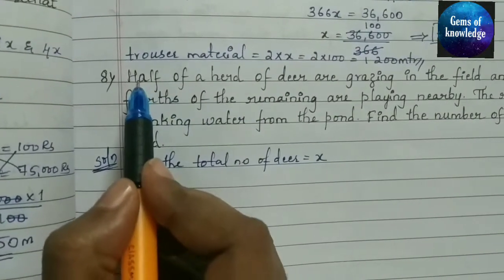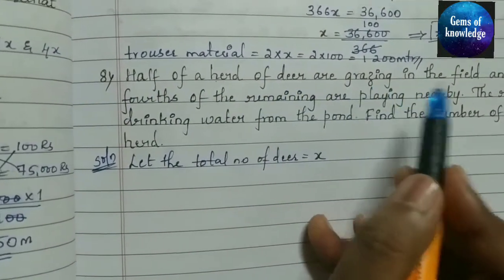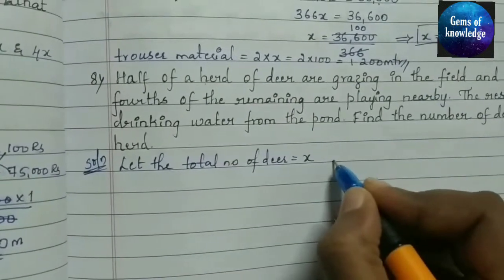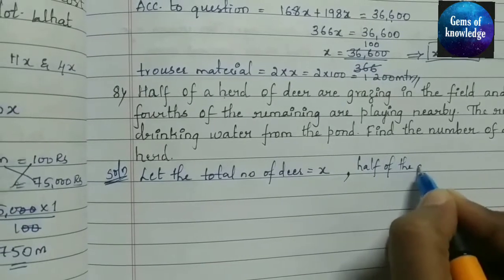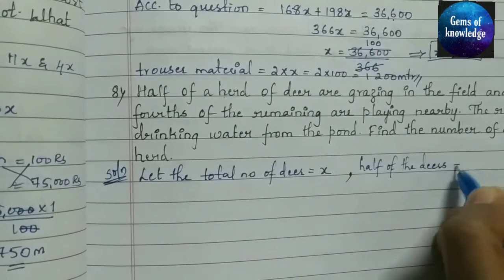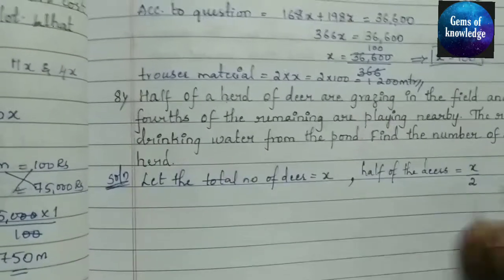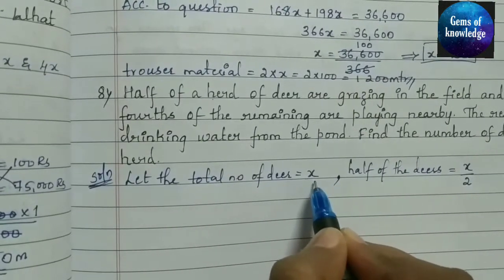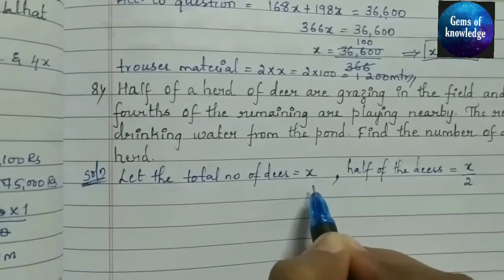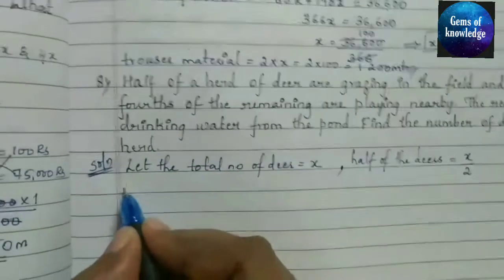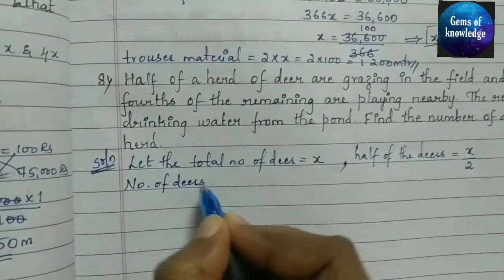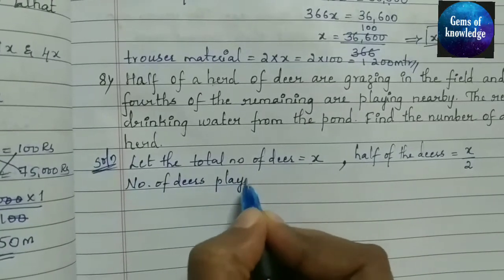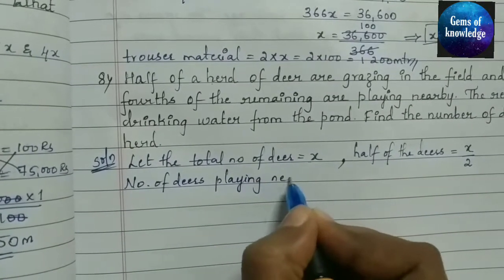So here they have given that half of the deer are grazing in the field. So we will take only half of the deer. Half of the deer we will consider as x by 2, as x divided by 2 gives half of the deer. Next, the number of deer playing nearby.